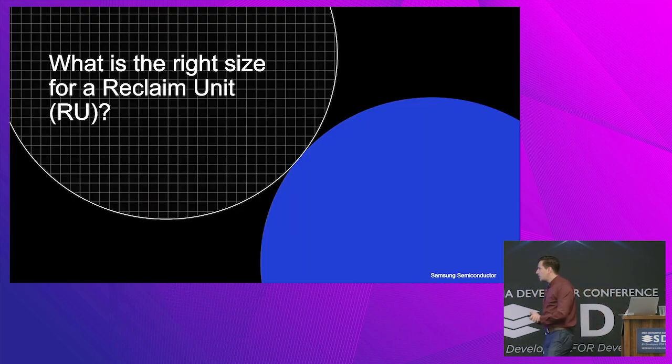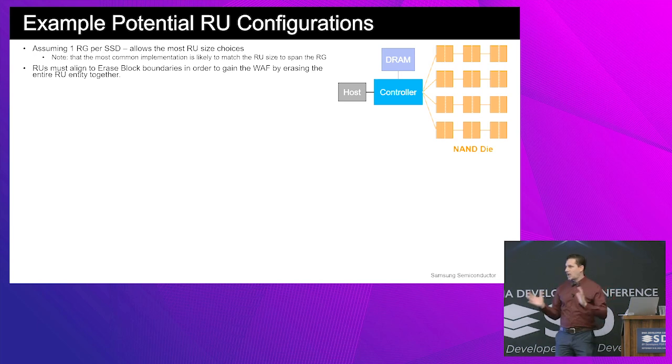Moving on to reclaim units. What is the size of a reclaim unit that I would recommend, and how does the drive look at those reclaim unit sizes? For this, just so that I can avoid having to describe the RG size, I'm saying that there's one RG per SSD for the moment. Normally, the RG scales to the size of the RU in most discussions, but it doesn't have to.